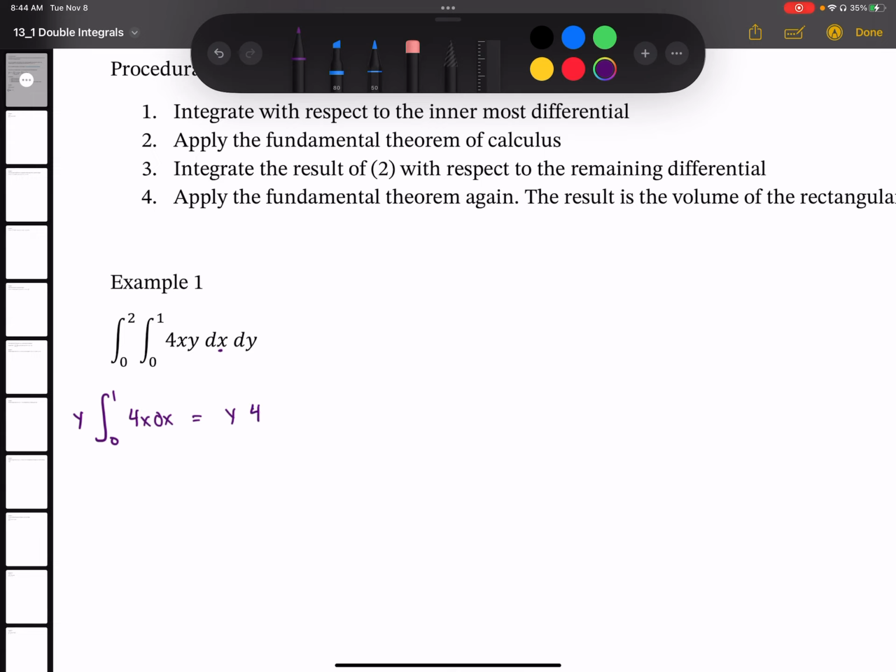So, well, actually, let's go. It would be 4x squared over 2 evaluated from 0 to 1. And that's what we know to be y times 2x squared from 0 to 1. Now we apply the fundamental theorem of calculus, which means we substitute in 1, and subtract what we get when we substitute in 0. So we're going to have y times 2 times 1 squared minus 2 times 0 squared, which is just 2y.